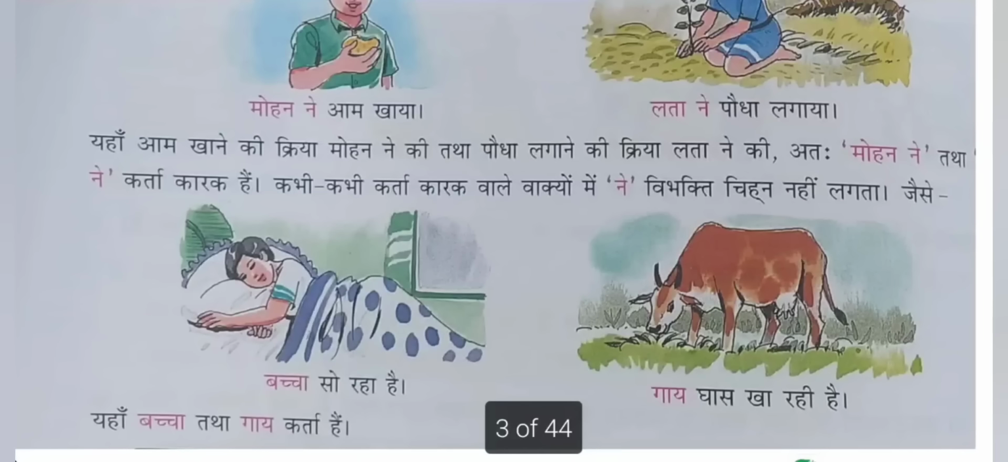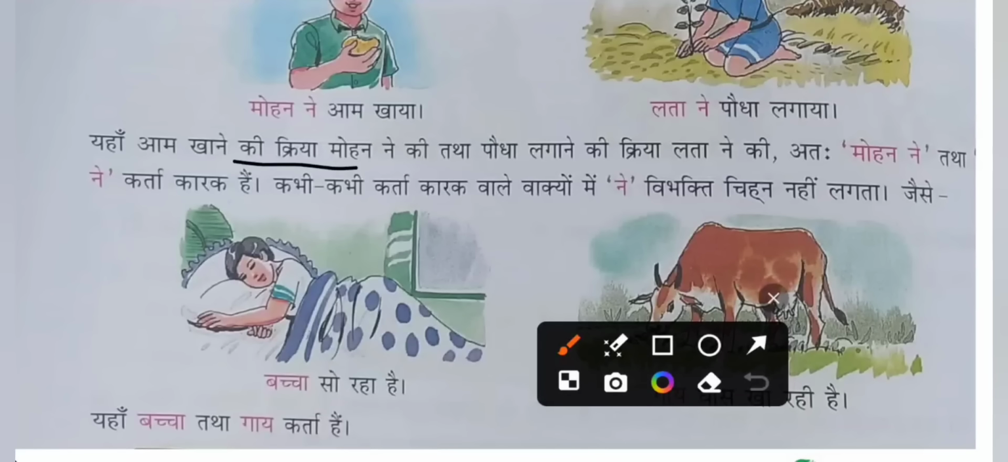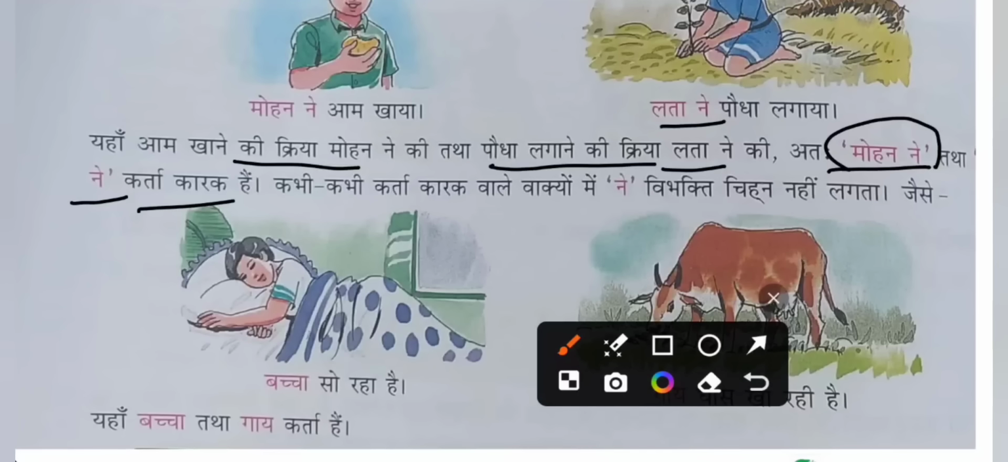यहाँ आम खाने की क्रिया मोहन ने की. So here the action of eating the mango has been done by Mohan. और पौधा लगाने की क्रिया, the action of planting a sapling, is done by Lata. अतः मोहन ने, so you have to attach ne to that noun, and लता ने, for Lata also you have to attach ne. That is the karta karak.